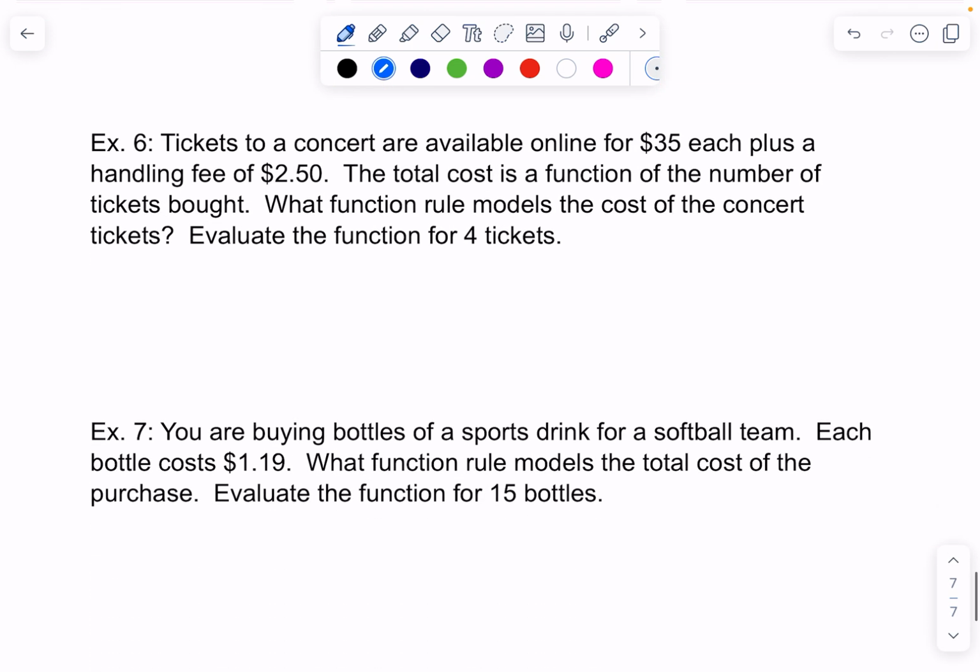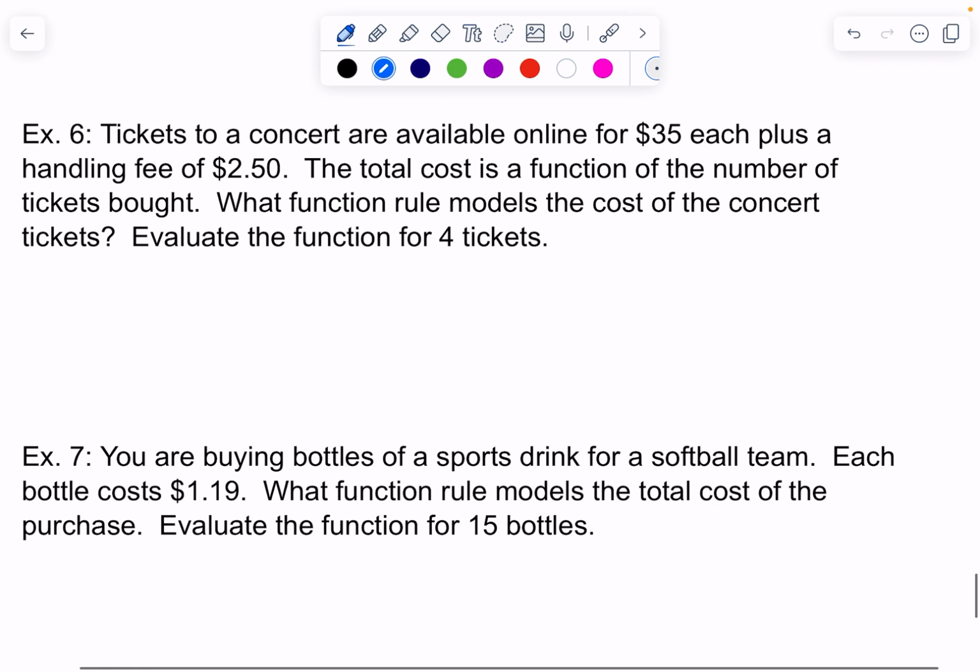So let's go over some word problems here. Tickets to a concert are available online for $35 each plus a handling fee of $2.50. The total cost is a function of the number of tickets bought. So that means that tickets are the independent variable. What function rule models the cost of the concert tickets and then evaluate the function for 4 tickets?